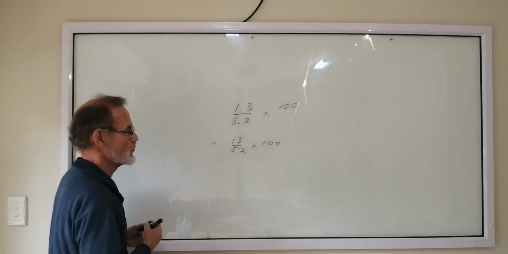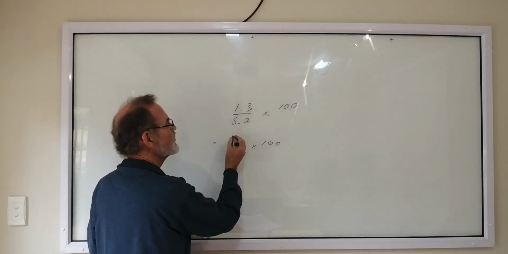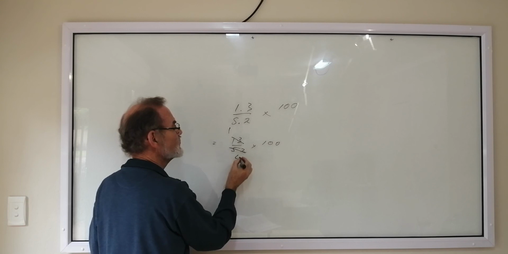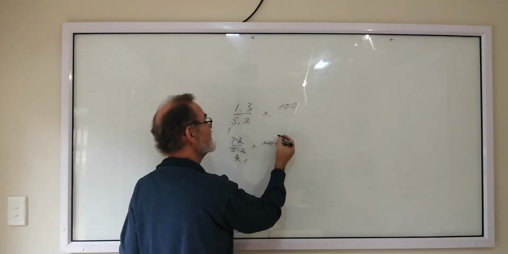It's 4. So 13 goes into 13 once, 13 goes into 52 4 times, 4 goes into the 100, 25 times.